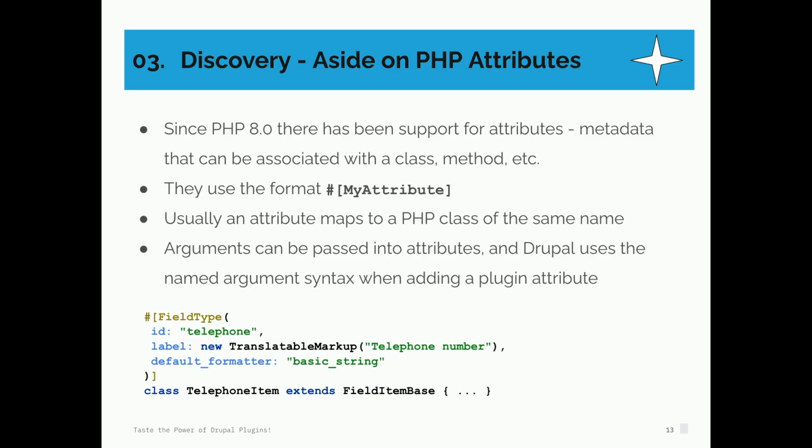And you can pass arguments into attributes, and in Drupal you typically use the named argument syntax when you're adding a plugin attribute, and you can see what that looks like here: ID: telephone. So those are the named arguments. What happens behind the scenes is these arguments are actually used as arguments for the constructor of the class that represents this attribute. So behind the scenes, PHP is saying, not only are you getting this telephone item, but you're also getting a field type attribute that I've instantiated with the data that's here as these arguments.